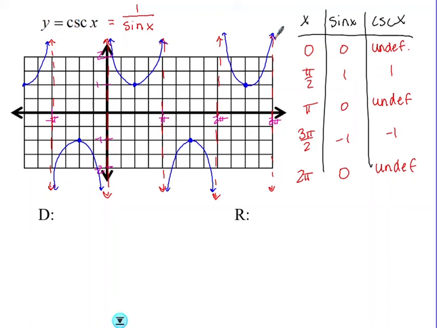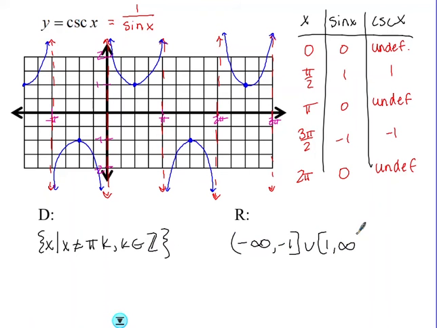When we write out our domain and range, that's going to be similar to the domain and range we wrote for tangent and cotangent functions. Our domain is going to be x such that x does not equal the asymptotes. The asymptotes are multiples of pi, so I'm going to write pi k, where k is an integer. Our range is going to be negative infinity to negative 1 and positive 1 to infinity.